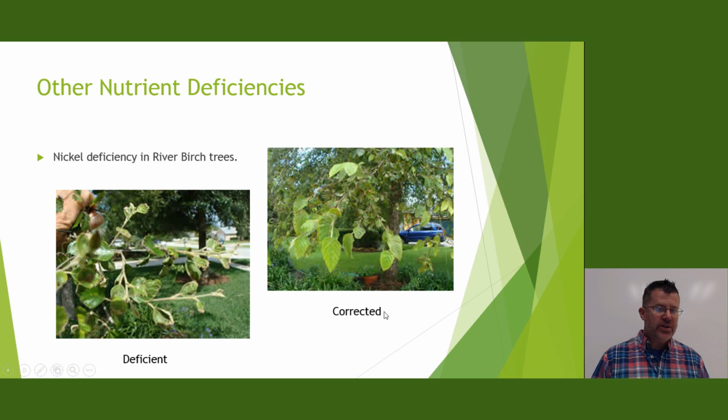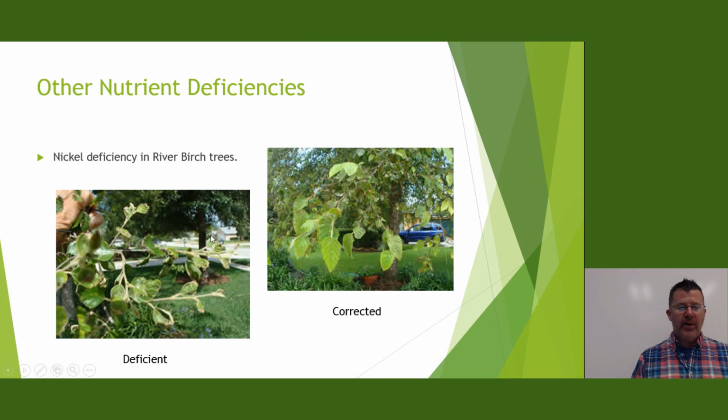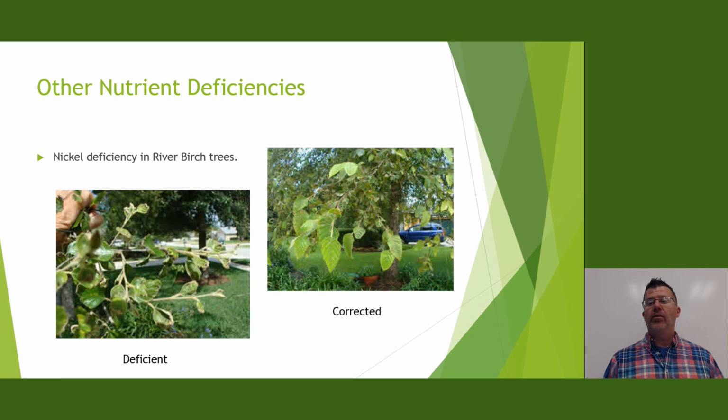Other nutrient deficiencies: nickel, especially in river birches, is going to create what we call mouse ears. Here, as you can see, the leaves are curled over and they look like little mouse ears. And then if we correct the problem, we're going to get that new flush of growth. It's going to come out with full, healthy leaves, and you can still see some of the smaller ones behind this new growth.